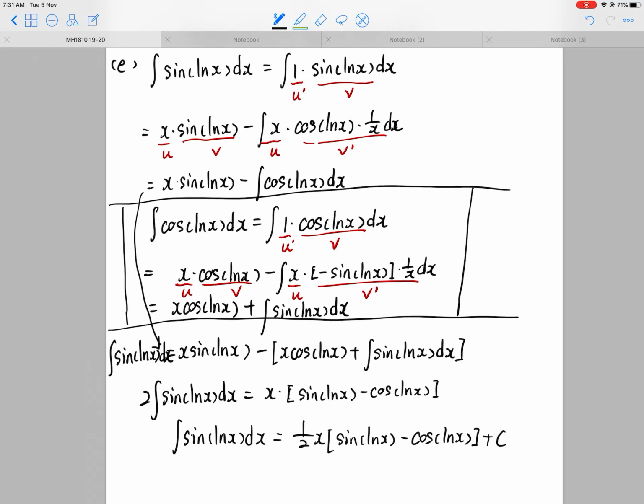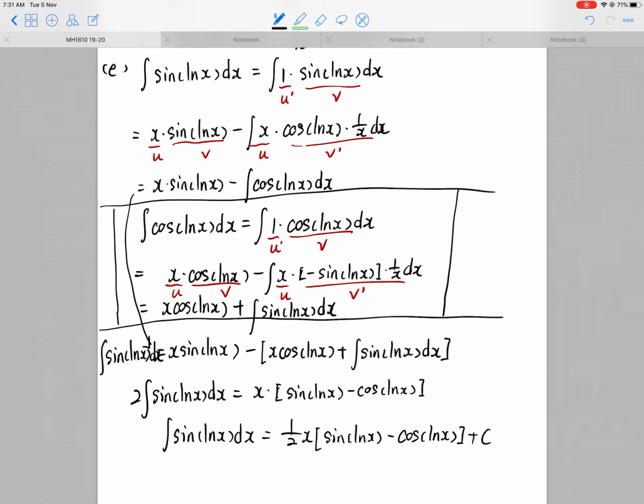So let's come back to the big picture. For this question, use integration by parts twice, once here, once here. Then you get an equation, with both sides only including one unknown variable, which is the integration we want to know, and we solve it to get this. This depends on the property of sine and cosine, because sine's derivative is cosine, cosine's derivative is sine. You repeat yourself twice, and you will get the answer. Okay, thank you.